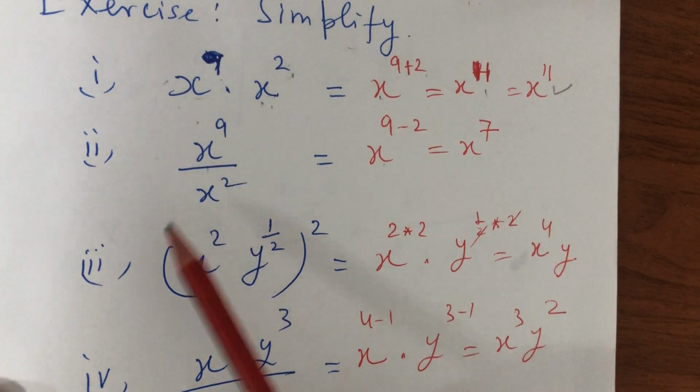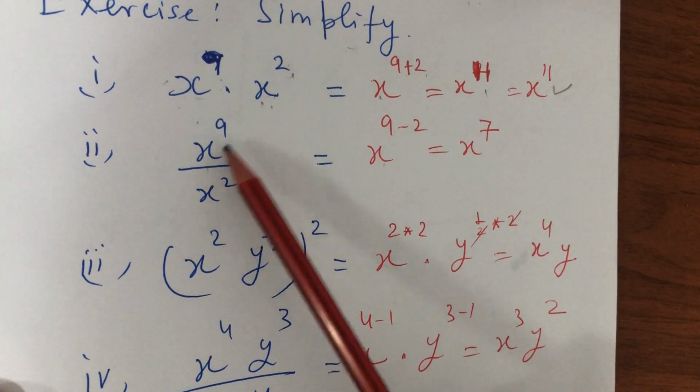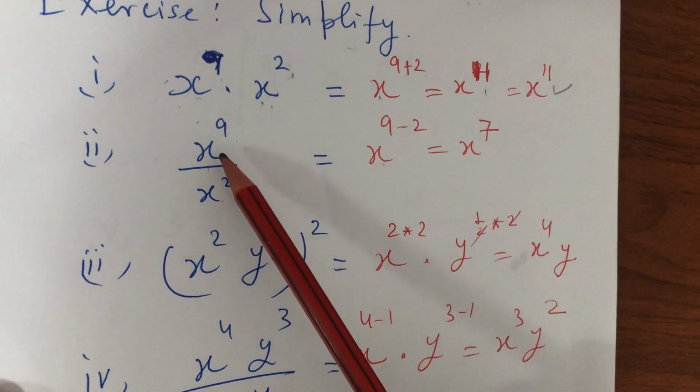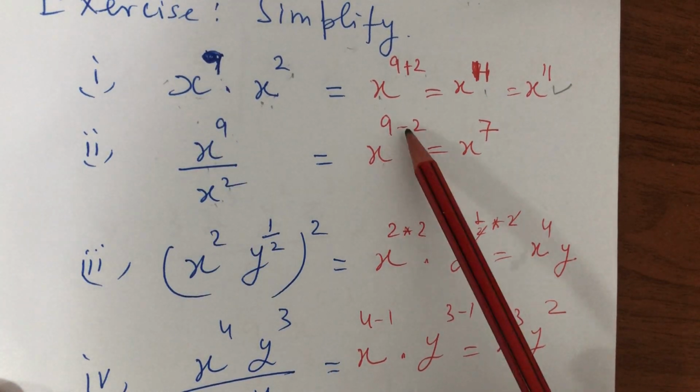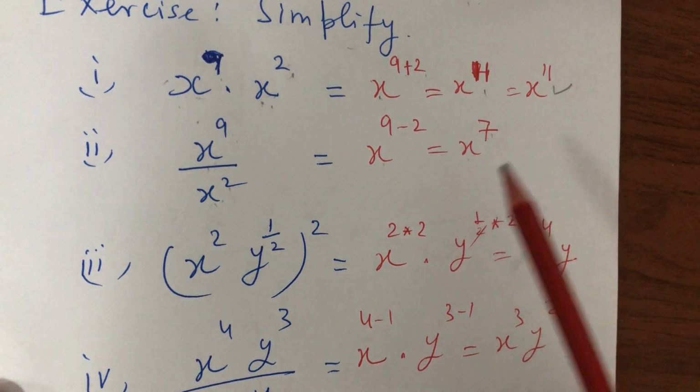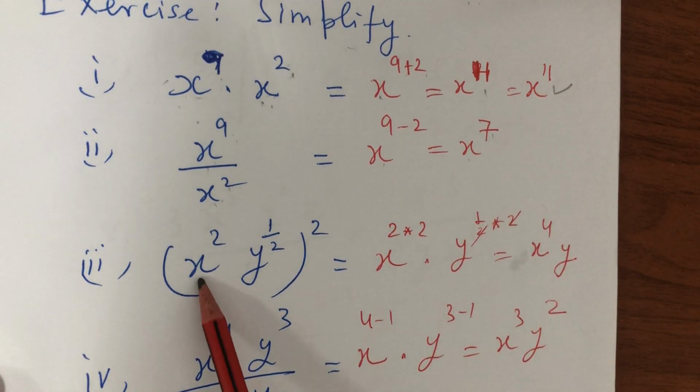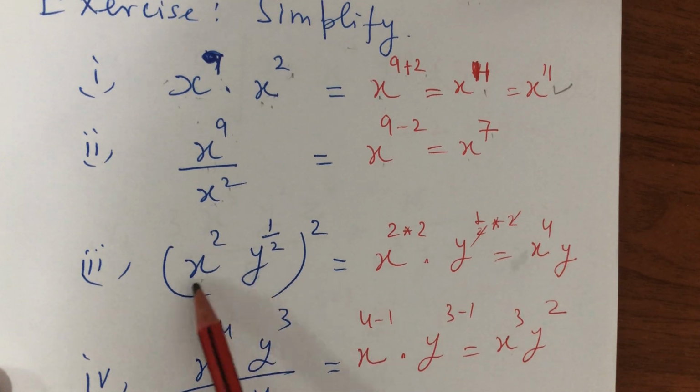If we have a ratio of two powered quantities but their bases are the same, their powers are subtracted. So x will be 9 minus 2, equal to x to the power 7. Here we see two quantities but their bases are different.